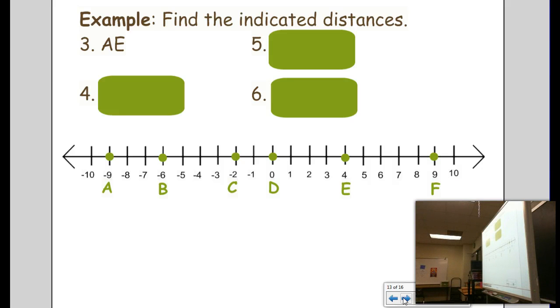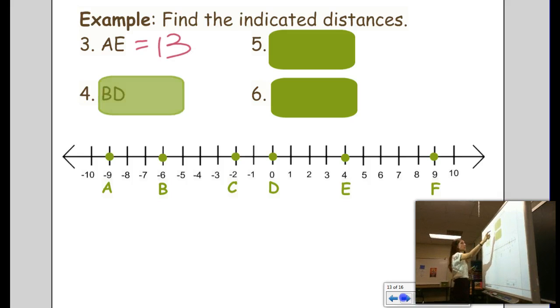Paige, you got the first one. Find the distance from A to E, please. Can I do it with a ruler or no? Well, no, because we're using a number line. Okay. So I think we're done with rulers until you get your worksheet. 13. Very good. Ding, ding, ding. 13.